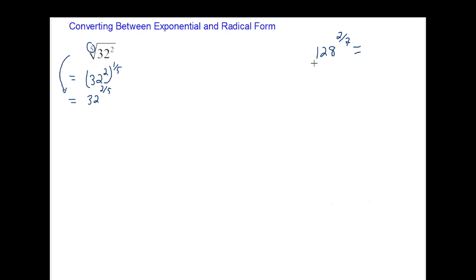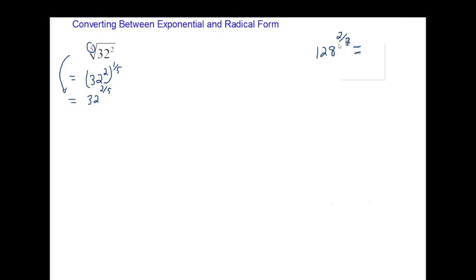All right, and let's go backwards. Let's go the other way. Just going to slide this over a little bit so we've got a little bit more room. This is 128. Just rewrite it to the 2/7. So it's in exponential, and we're going to turn this into radical form. And there are 2 ways that we can do this one. So we can say, well, this is just the 7, indicates that we're looking at the 7th root of 128 squared.